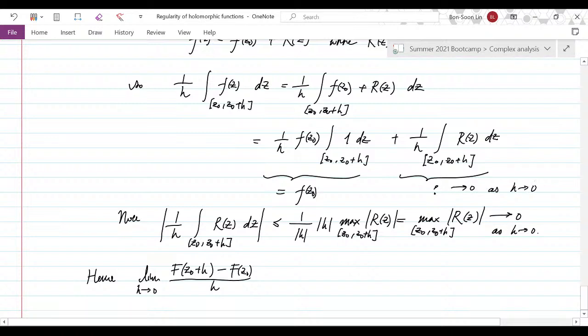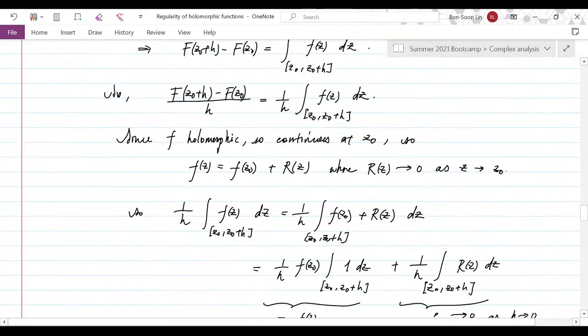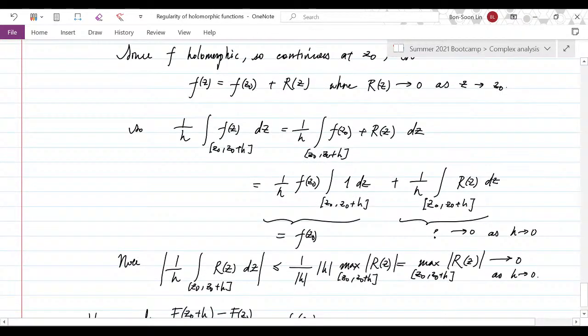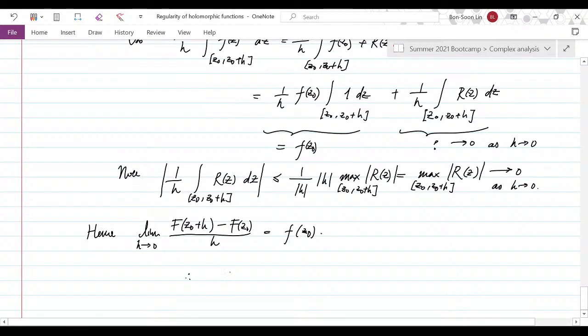As h goes to 0. Okay. What does it show? That shows that indeed F prime is equal to little f for every z naught on D, right? So this is true. Hence, F prime is equal to little f on the open disk D.